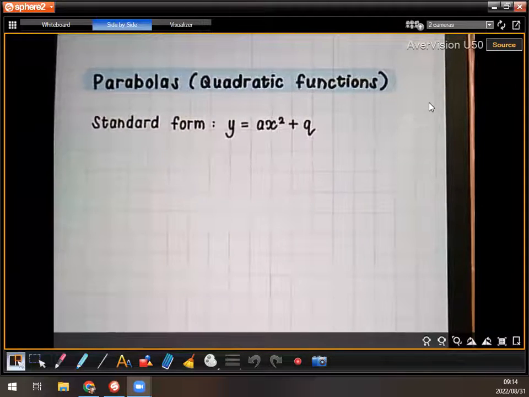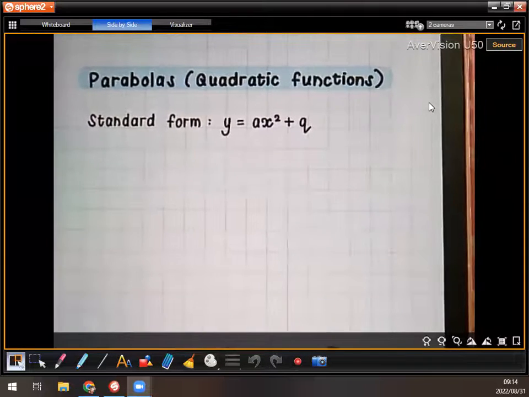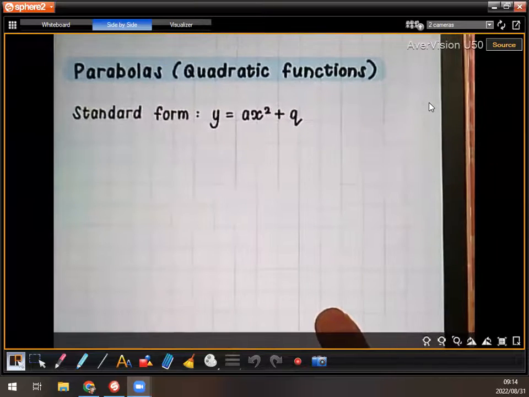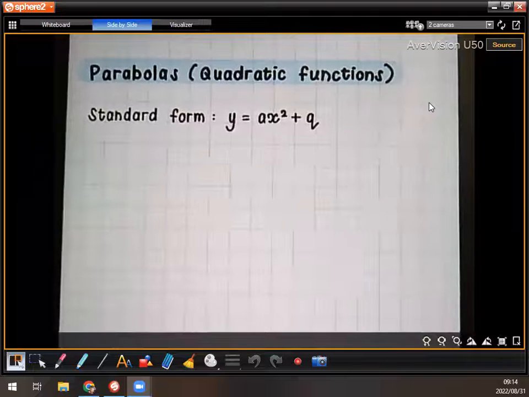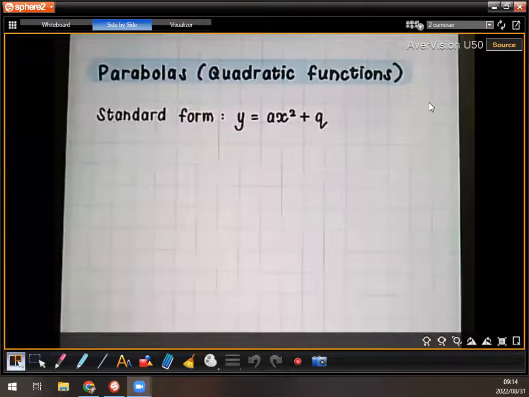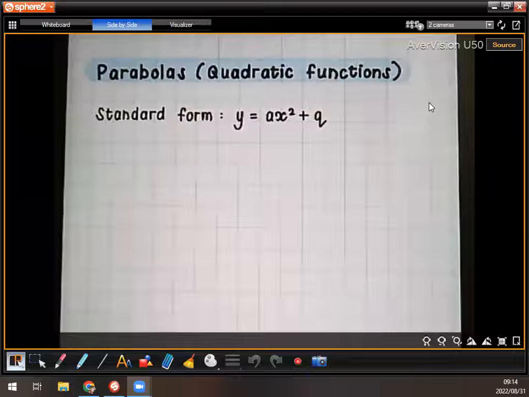Parabola. That is the heading, and then you can also just write down that standard form. And then they are also called quadratic functions, so just in case they use that term in a test or exam or even in the textbook, then you know what they are referring to.